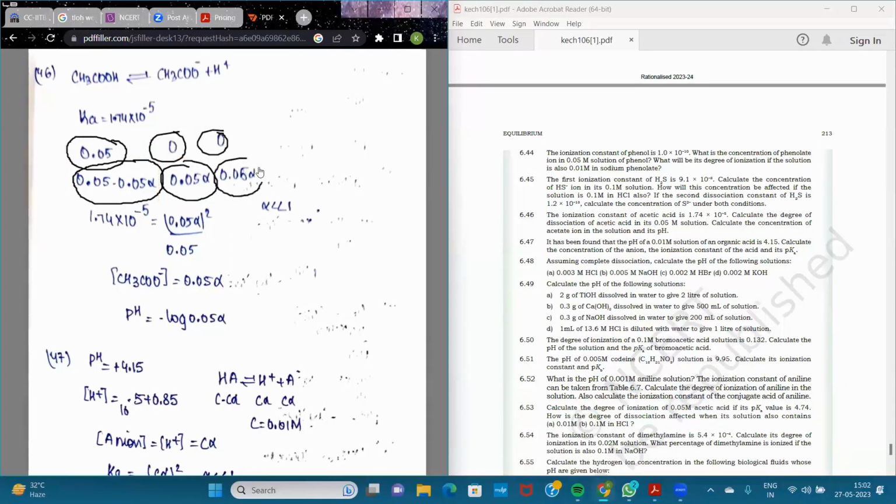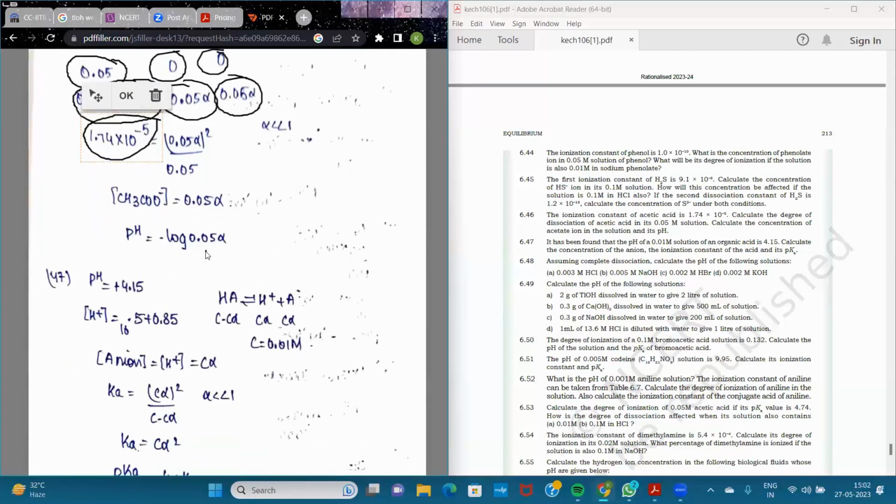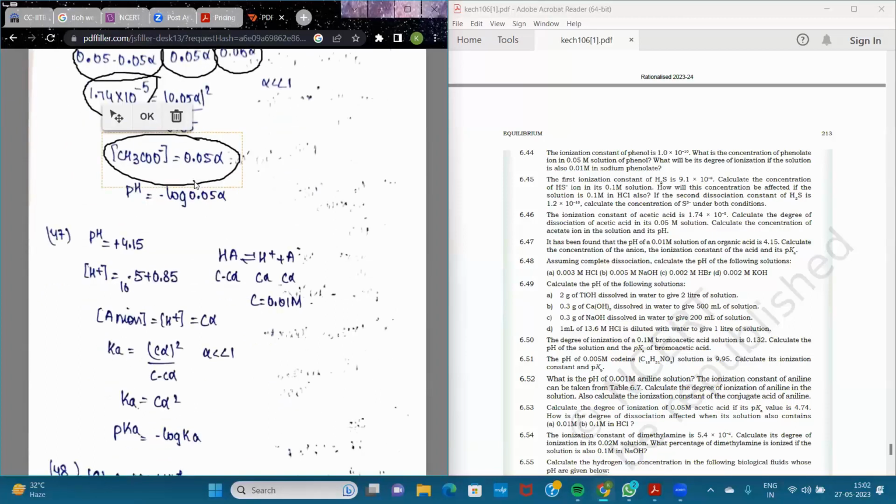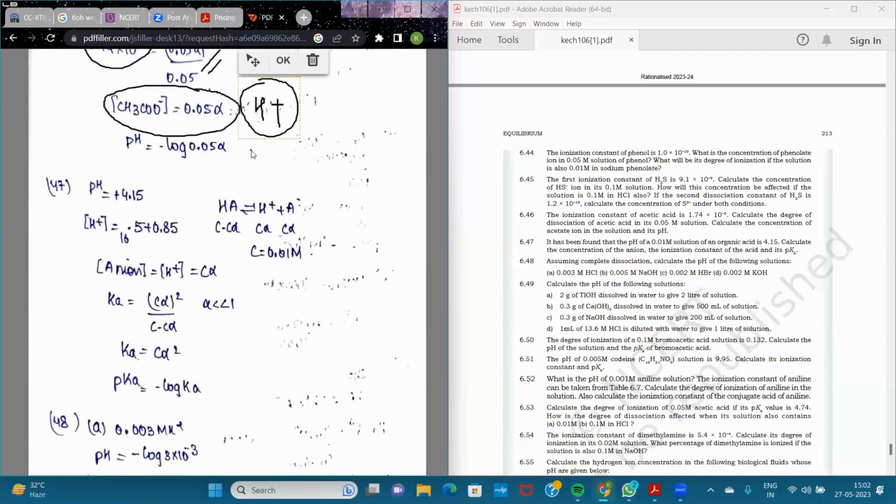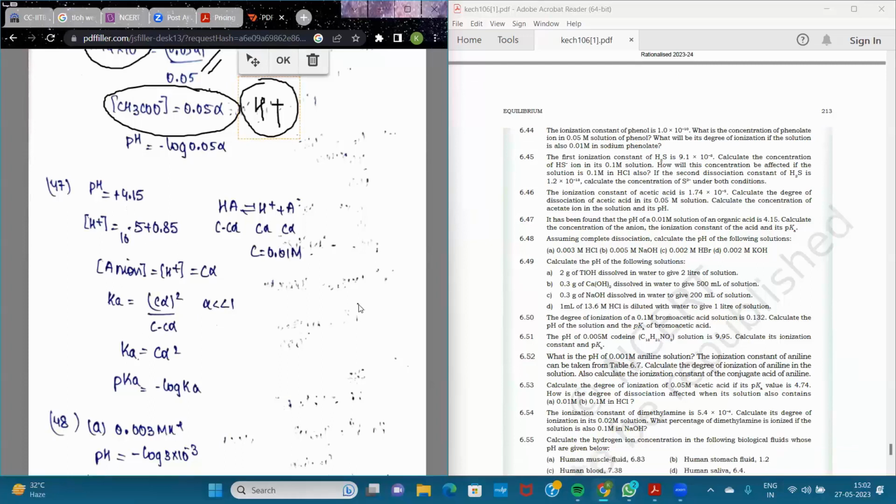If we substitute these values in the ionization constant expression, alpha is very small, so we'll neglect that in the denominator. We can write the concentration of acetate ion as 0.05 alpha, as well as the H+ concentration is also 0.05 alpha. By calculating the value of alpha from the ionization constant expression, we'll get the alpha value. So we can get the value of the concentration of acetate ion as well as H+. From that we'll get the value of pH. Go with the next question, 47.